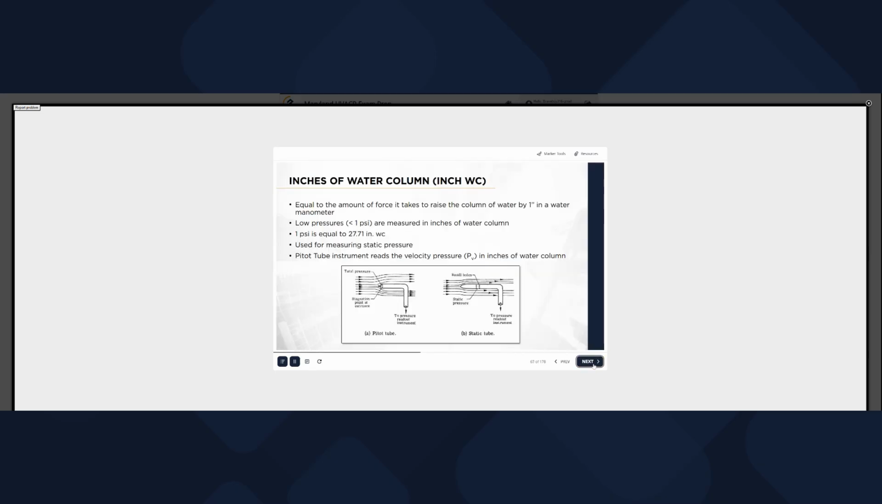Inches of water column is another unit of measurement. It is equal to the amount of force it takes to raise a column of water by 1 inch in a water manometer. Low pressures, less than 1 PSI, are measured in inches of water column. 1 PSI is equal to 27.71 inches of water column. Used for measuring static pressure, an instrument called a pitot tube measures velocity pressure in inches of water column. The pitot tube instrument reads the velocity pressure in inches of water column.